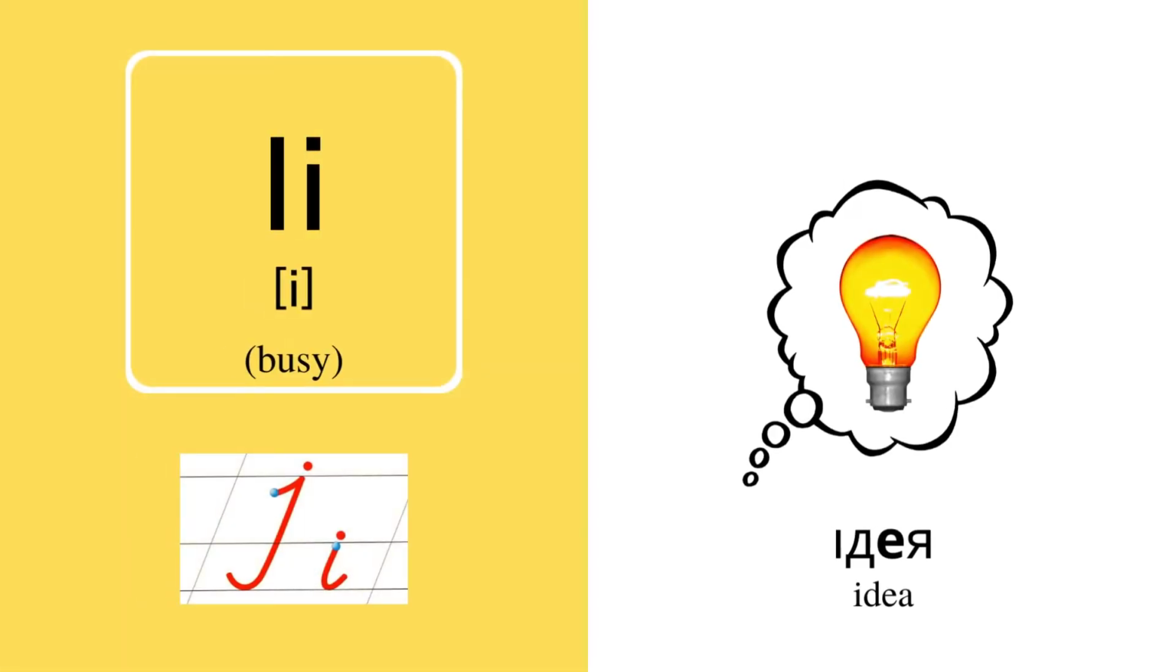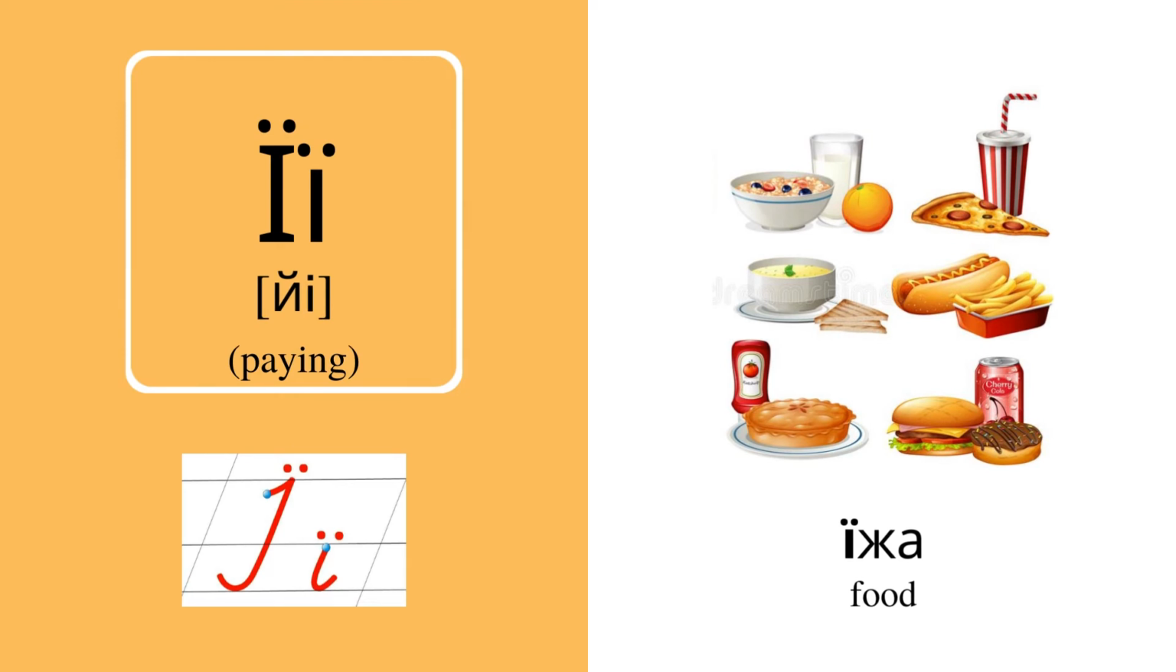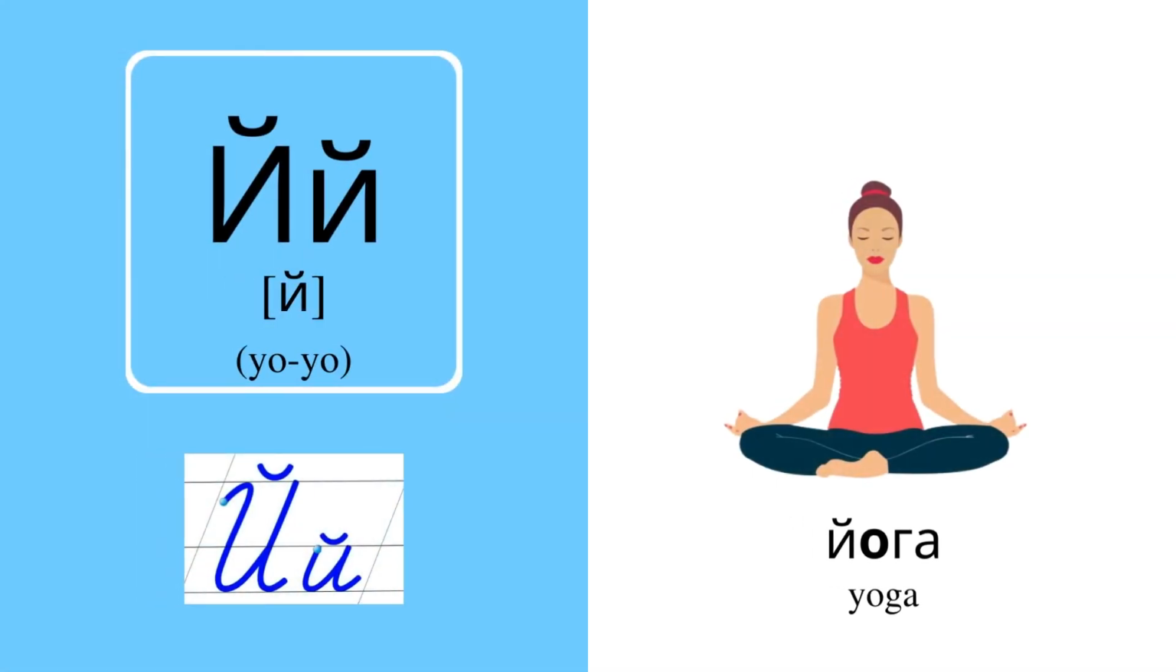І denotes sound E, like in busy. Ідея. Ї always denotes two sounds, Y and E. Together it sounds like yi, like in paying, for example, їжа. Й denotes sound Y, like in yo-yo, for example, йога.